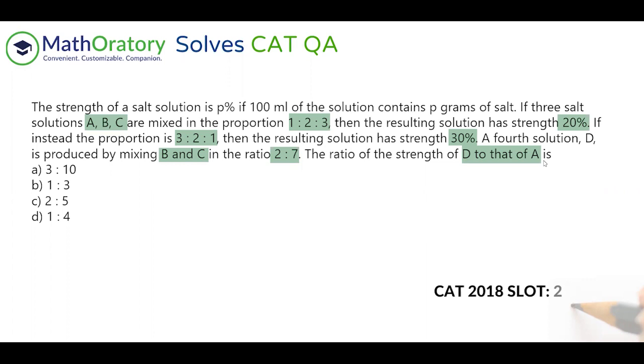We have to take variables here. See, if I try to get into alligation, the problem is that when you're mixing multiple items in alligation, there will be a lot of different ways to arrive at a particular percentage. The last bit is not information, that is part of the requirement, because D is mixed in the ratio 2:7. We don't know the concentration. You have to compare the concentration of D and the concentration of A.